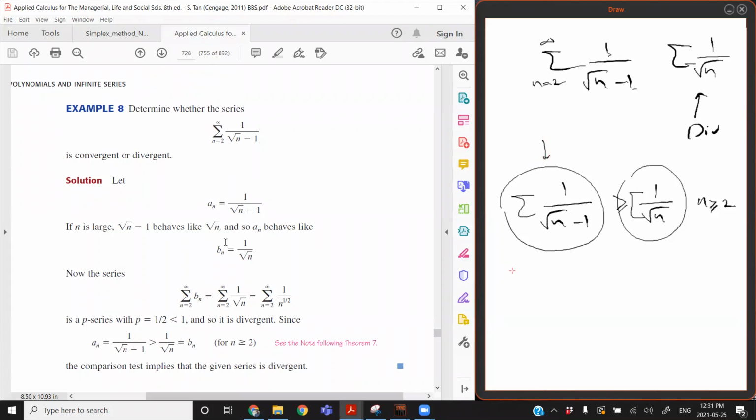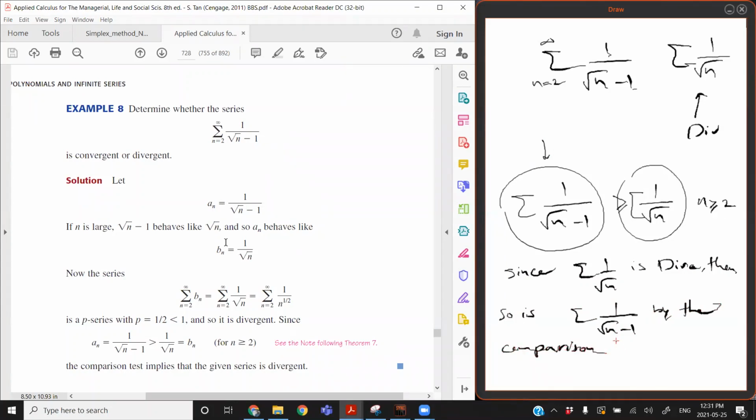So you can say, since sigma 1 over root n is divergent, then so is sigma 1 over root n minus 1 by the comparison test. Any questions?